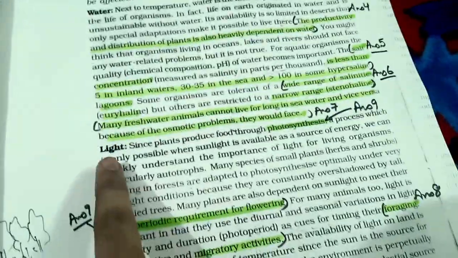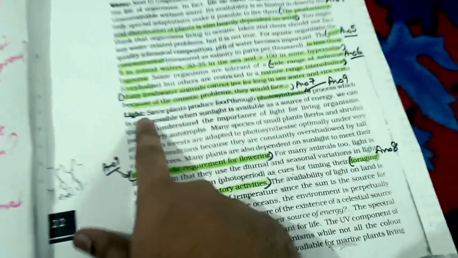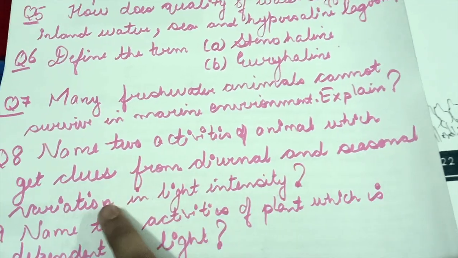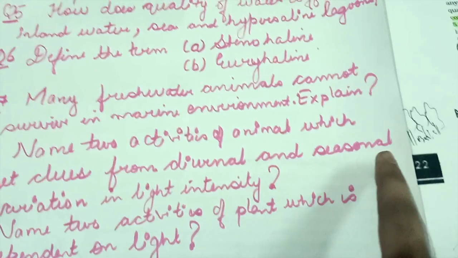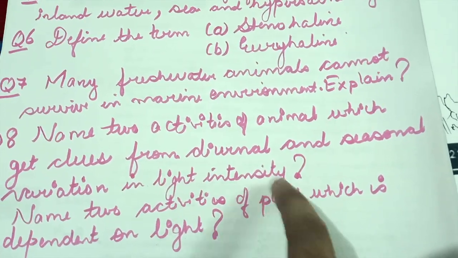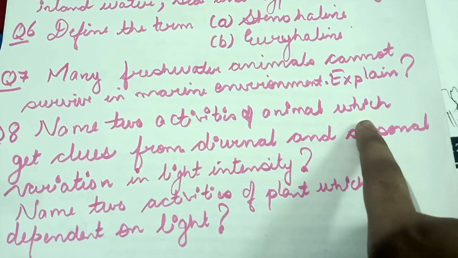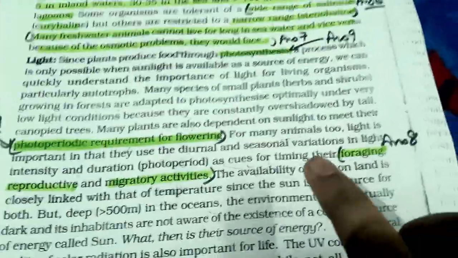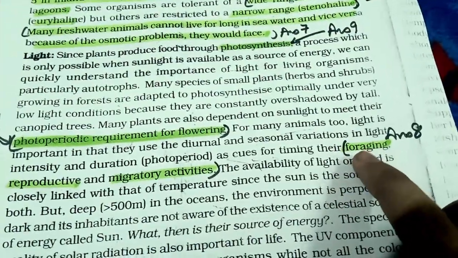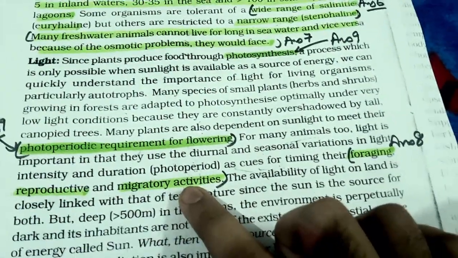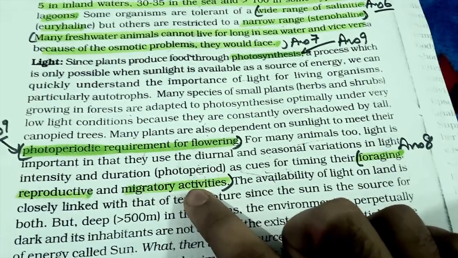Now let us look at important questions from light. The first important question from light is, name two activities of animals which get clues from diurnal and seasonal variation in light intensity. Or you can say, name two activities of animal that is dependent on light. So the answer is given right here. Foraging means search for food, reproductive activity, and migratory activity of animals are dependent on light.